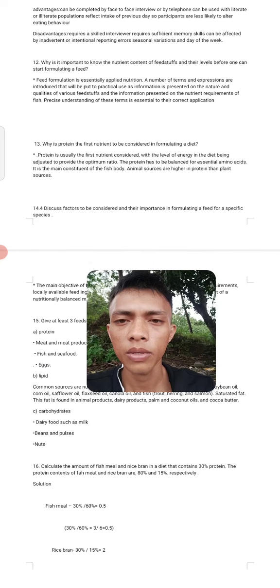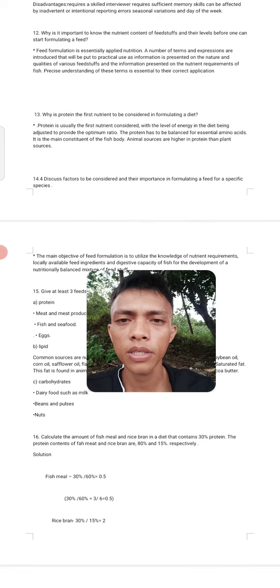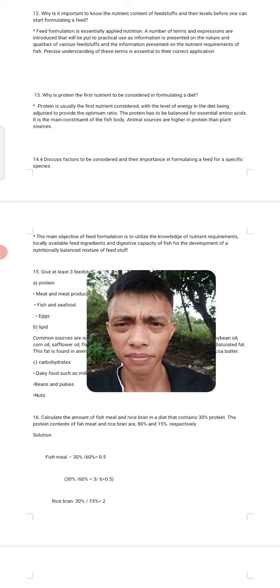13. Why is protein the first nutrient to be considered in formulating a diet?